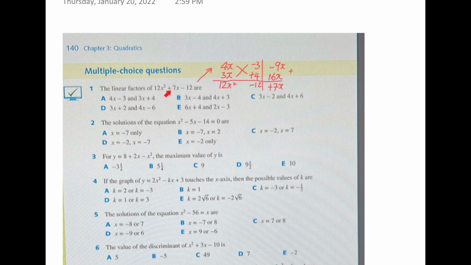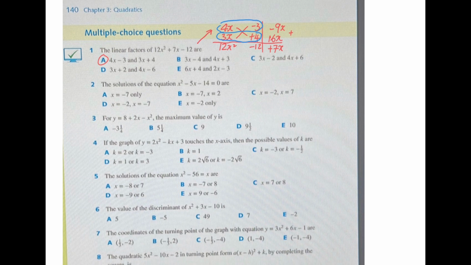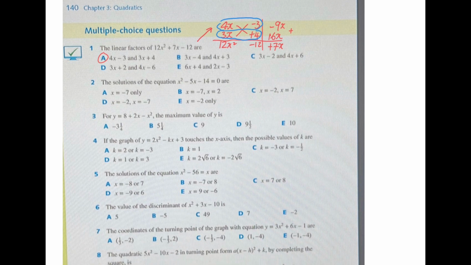So at the end, we get the middle one. And now the factorization works in this way. So our factors are 4x minus 3 and 3x plus 4. So the answer is A. So question 1, A. Now let's see question 2.